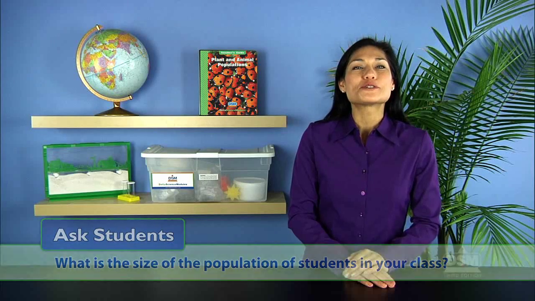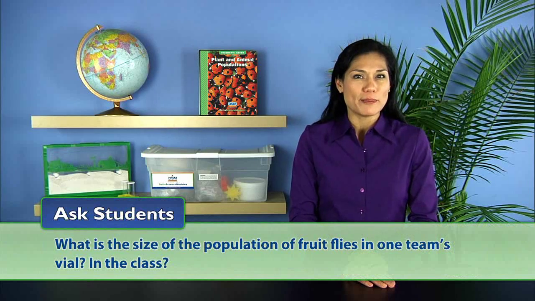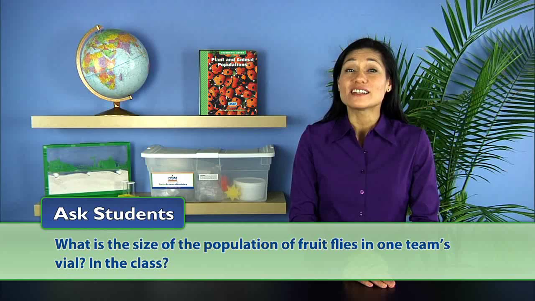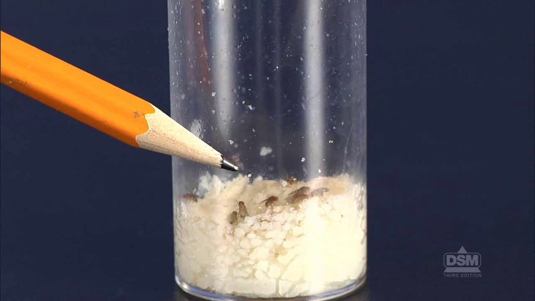Ask students, what is the size of the population of students in your class? Students will probably count the number of students in the class. Then ask, what is the size of the population of fruit flies in one team's vial? In the class. Students should say that the number of fruit flies in one vial, or the total number in all the vials, is the size of each population.